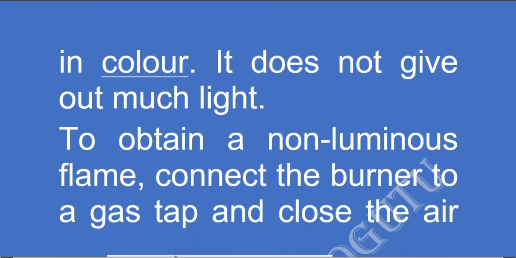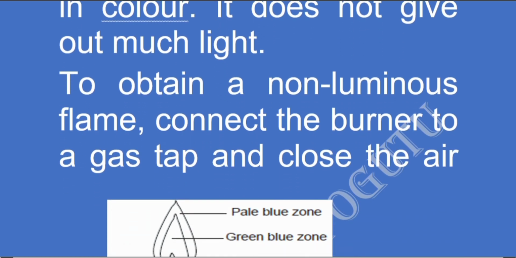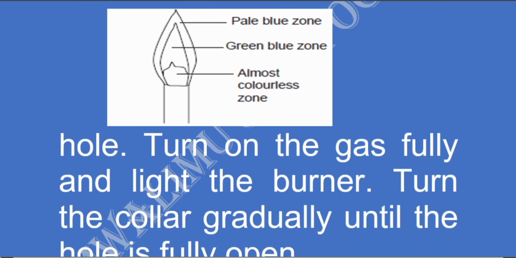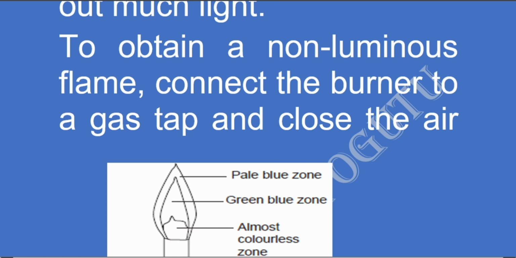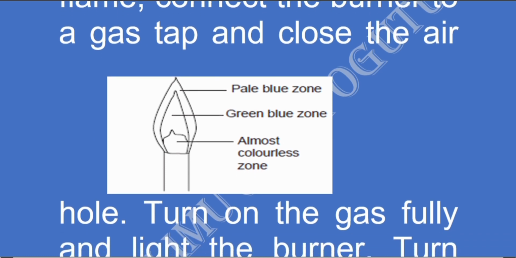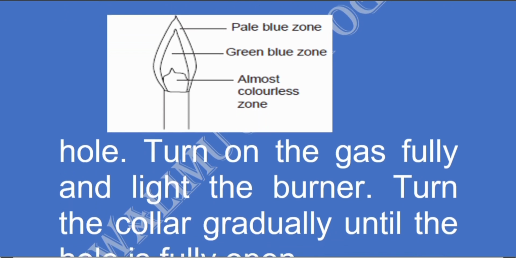It does not give out much light because of the complete combustion. Now, to obtain a non-luminous flame, connect the burner to a gas tap and close the air hole. Turn on the gas fully and light the burner. Turn the collar gradually until the air hole is fully open. So we fully close the air hole, connect the gas to the gas tap, then we light, and then we start regulating, opening the air hole until it is fully open.